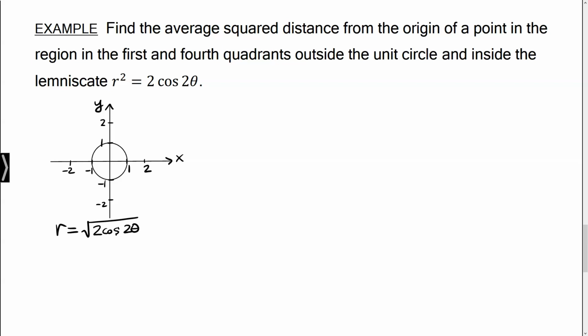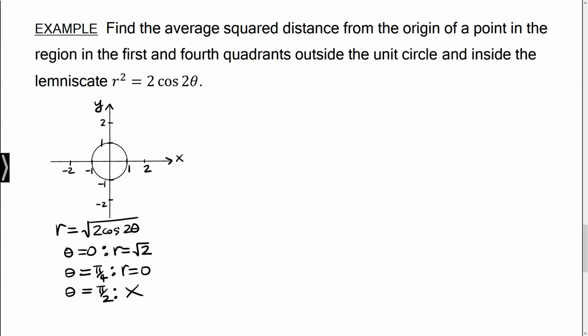Now, let's start with, say, theta equals 0, and let's go through pi over 4, pi over 2, and let's just see what we get here. When theta is 0, cosine of 0 is 1, so we're going to get r equal to root 2. Whoops, I got these out of order. It should be pi over 4 first and then pi over 2. There we go. So at pi over 4, we get cosine of pi over 2, which is 0. So already we've decreased down to 0. At pi over 2, we get a negative number because it's cosine of pi, which is negative 1. So that doesn't factor into it.